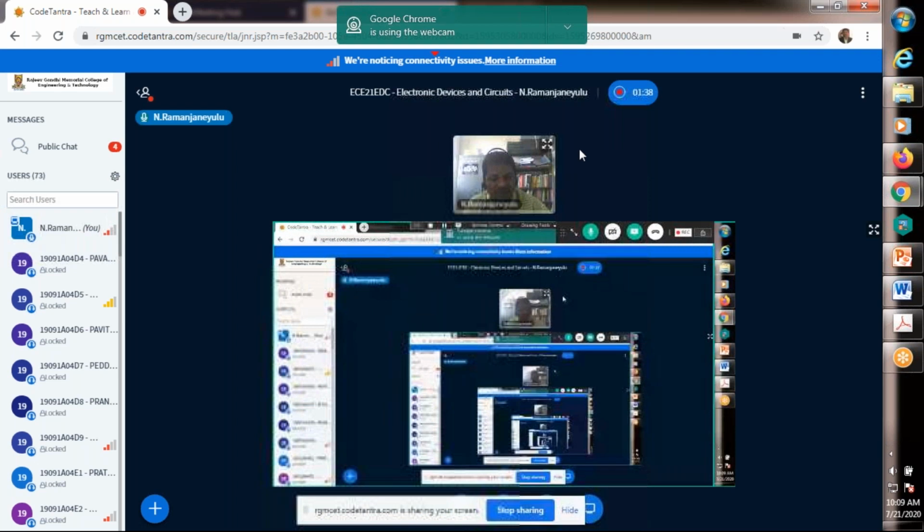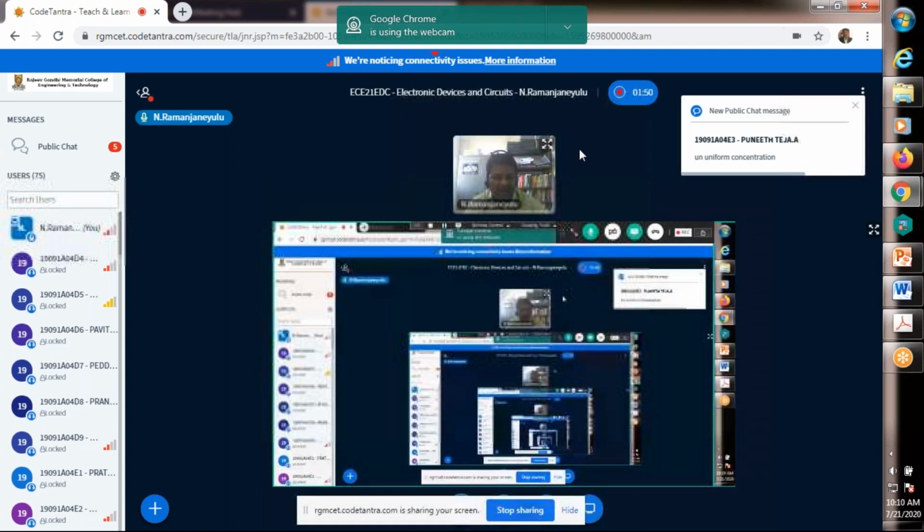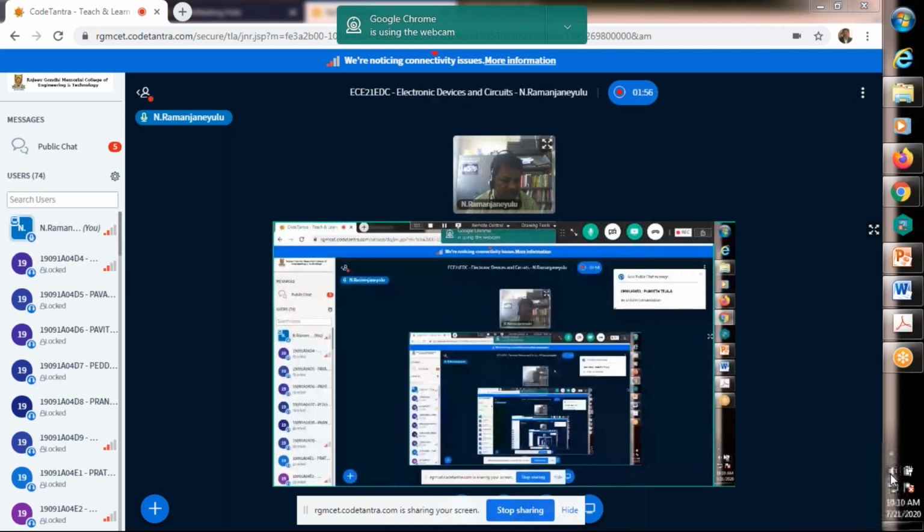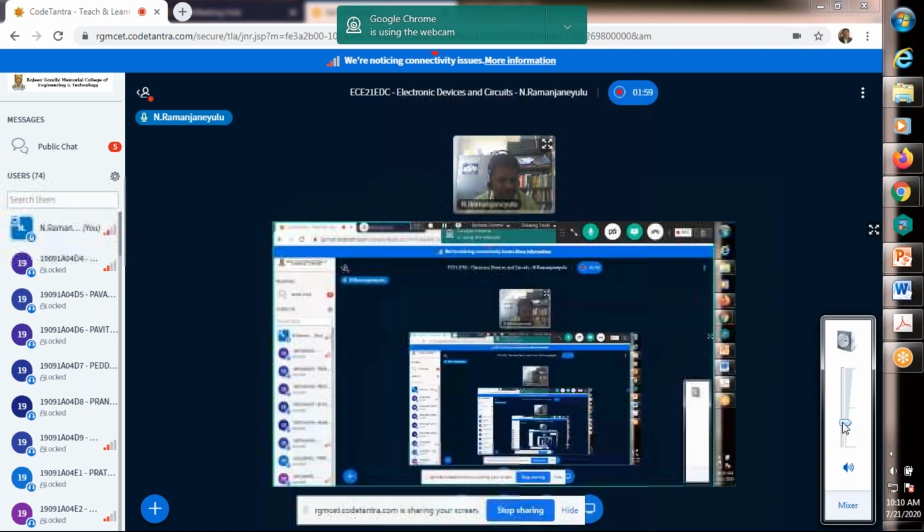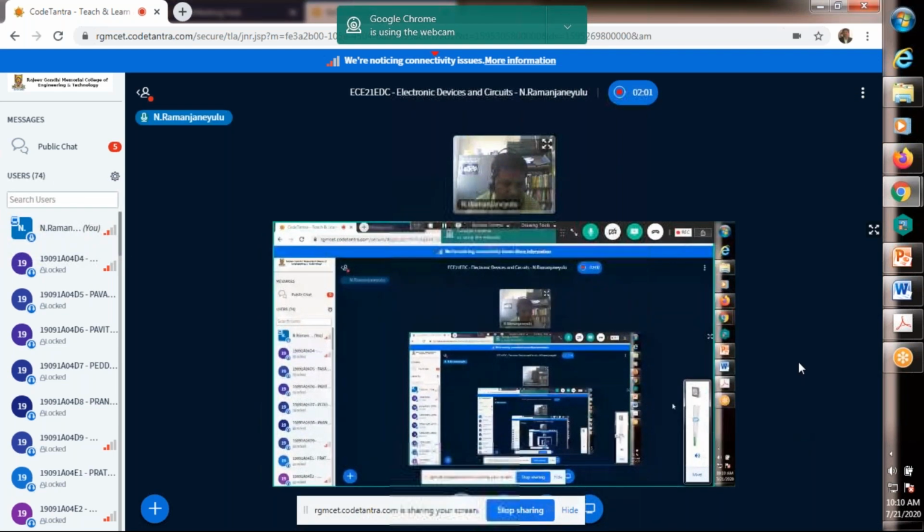Coming to the second one, diffusion current. This is due to the concentration variation in a semiconductor device. Generally, charge carriers move from a high concentration area into a low concentration area, right? These two mechanisms, diffusion current and drift current, are already covered.